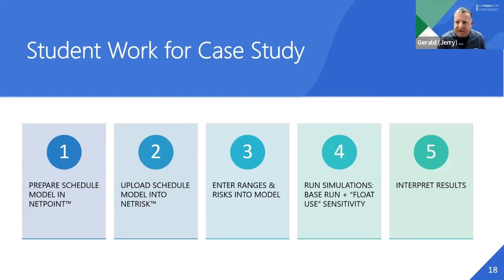And then when everything was stable, they had to do, in essence, 2 sets of simulations. The first simulation was what I call a base run, which assumes no use of float and in essence gets the earliest possible timing of the simulated outcome. And then there was a float use sensitivity where 50% of the float use was considered. So in essence, they can see perhaps the early curve and late curve difference in the outcome of the schedule risk analysis. Once they have successfully run the simulations, the last part of their case study work was to interpret the results.